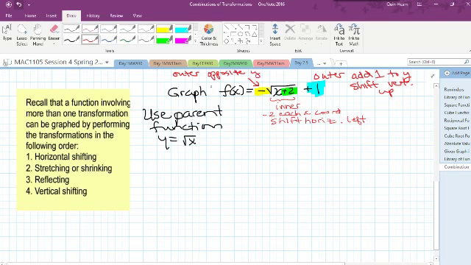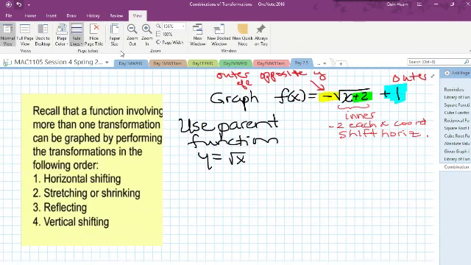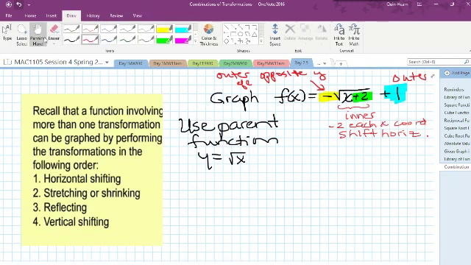Okay, so what happens when you replace y with negative y? You're going to reflect vertically, right? Reflection. Oof, it's getting hard to write there. Let me zoom in. So we have a vertical reflection when we change the sign of every y.